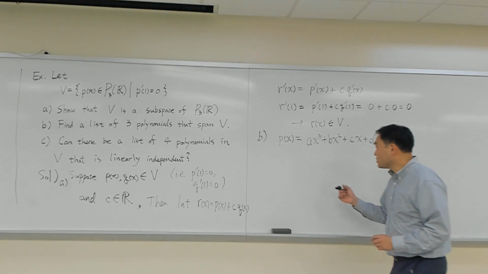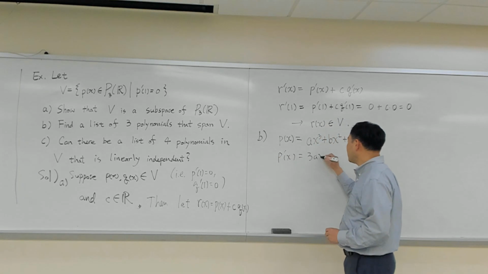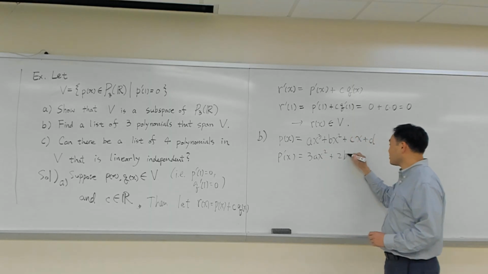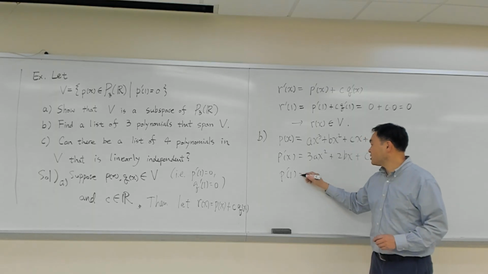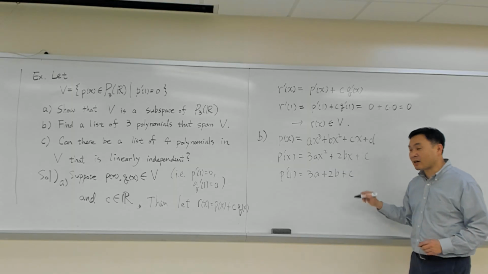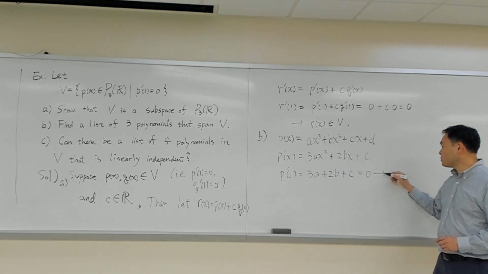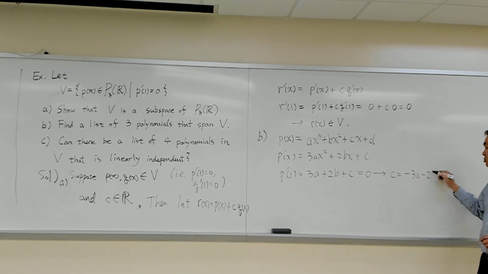So you get p prime of x equals 3a x squared plus 2bx plus c, and then p prime of 1 equals 3a plus 2b plus c, and that has to equal 0, which means that c is equal to negative 3a minus 2b. Okay? So now we have a generic formula for any polynomial that belongs to V.